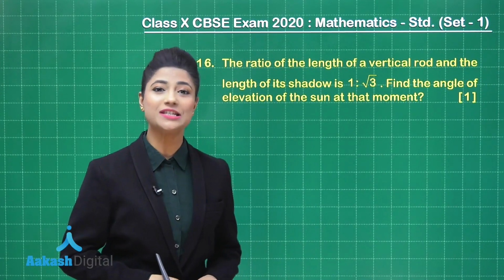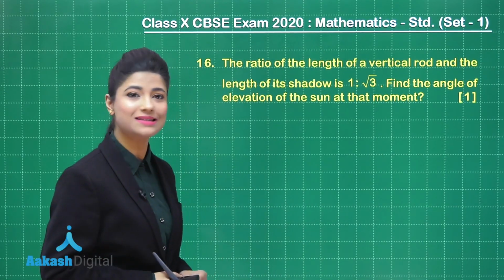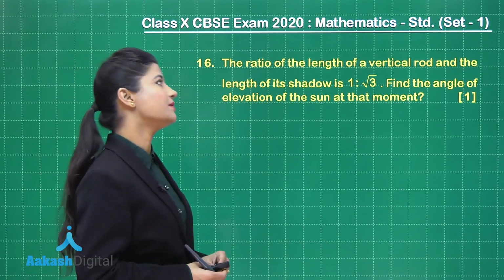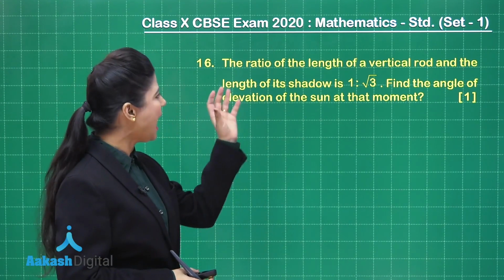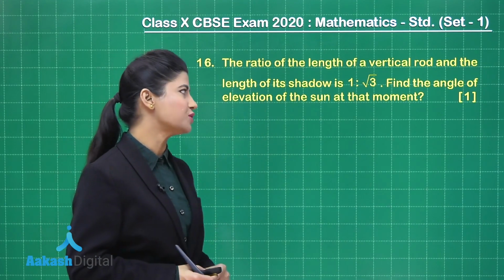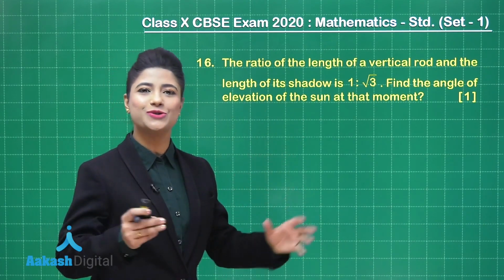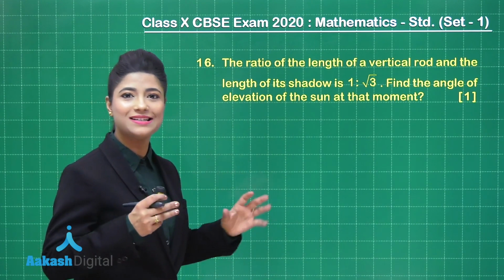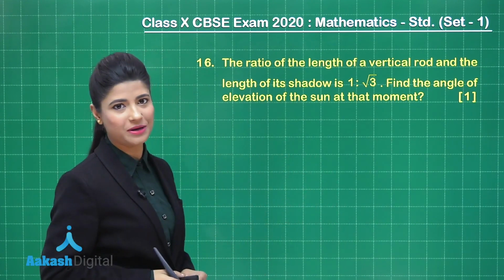Now let's proceed with question number 16. This is a very short answer type question. It states the ratio of the length of the vertical rod and the length of its shadow is 1:√3. Find the angle of elevation of the sun at that moment. So this is a question related to heights and distances, that is application of trigonometry.